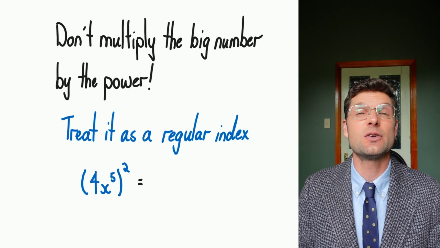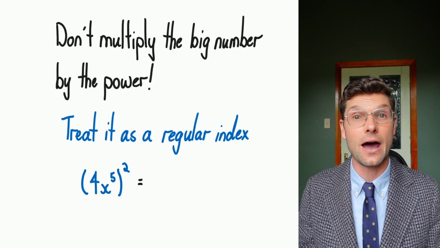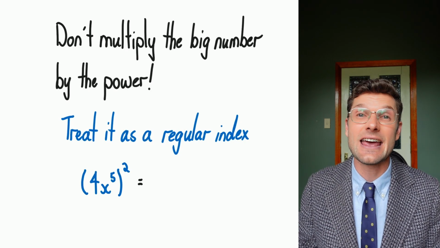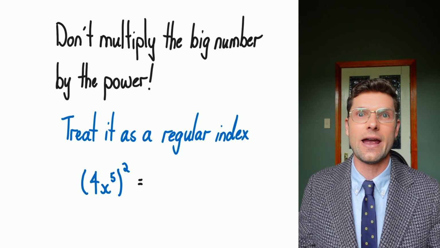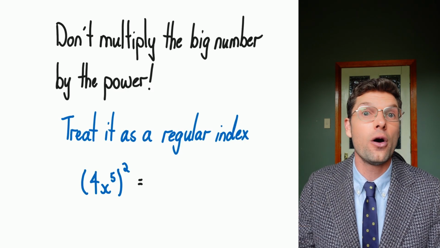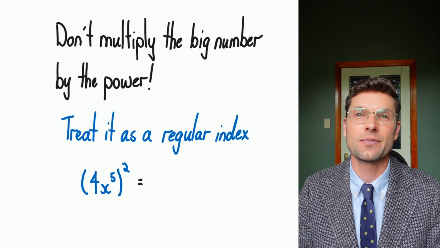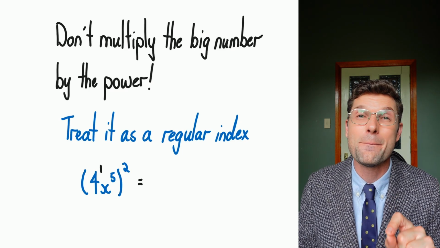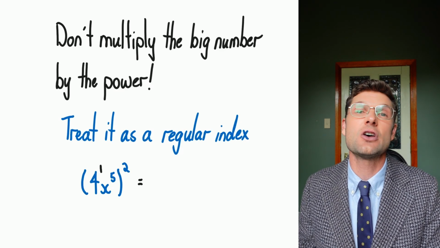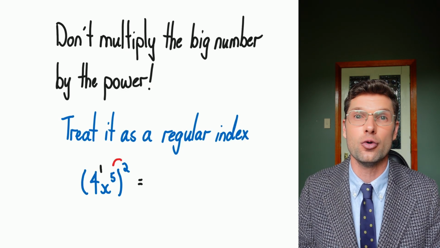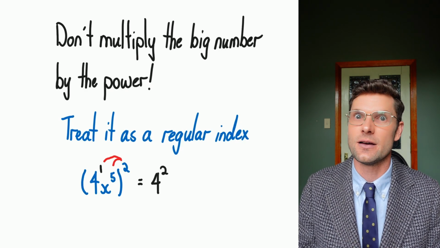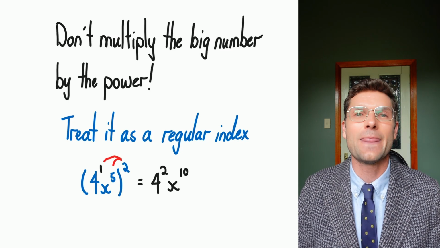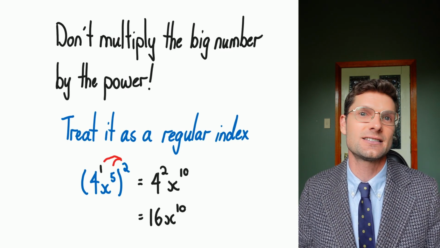The big takeaway here is that we cannot multiply the big number by the power. That's only what we do with the 2 powers. Instead, I want you to treat it like a normal square, like a normal index: 4 to the power of whatever that number is. One way that some of my students like to remember it is it's 4 to the power of 1. There's an imaginary 1 with that 4. So then I could use that multiplication rule. 4 to the power of 1 times 2, or 4 to the power of 2, x to the power of 5 times 2, which is 10, and that's how I get that answer of 16x to the power of 10.